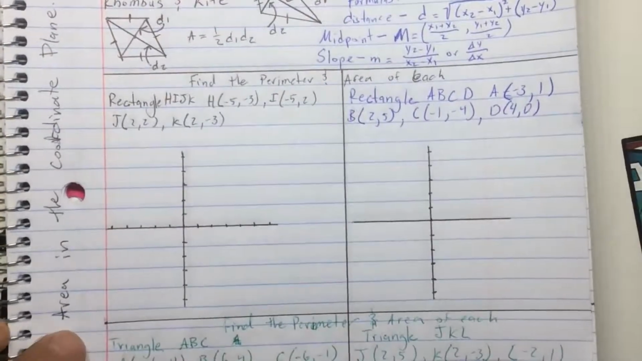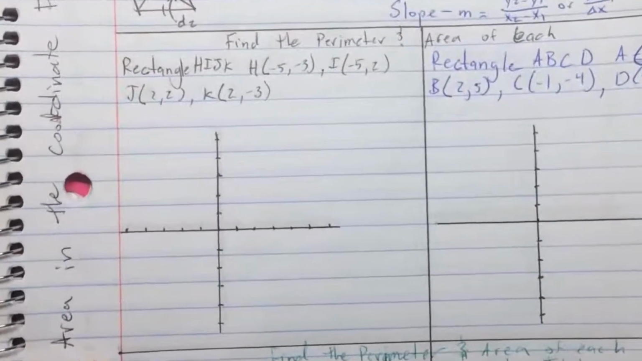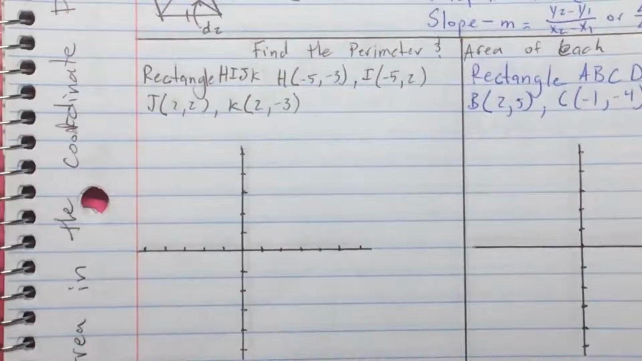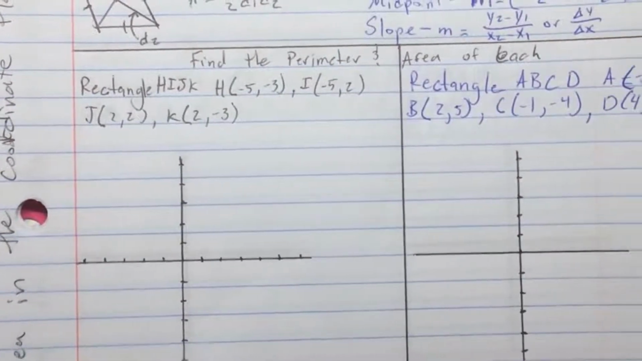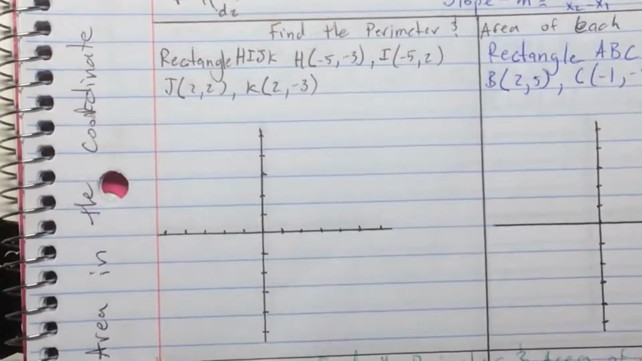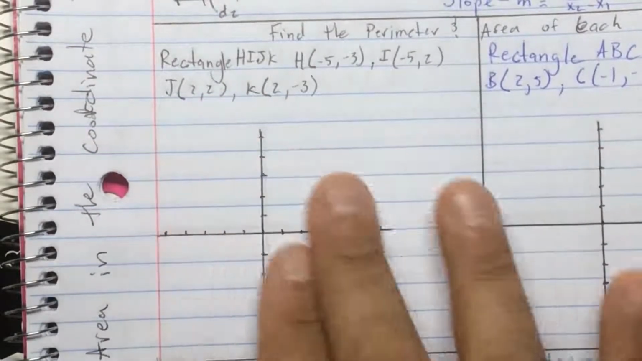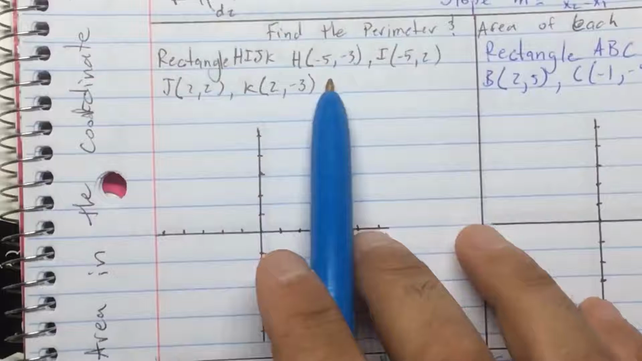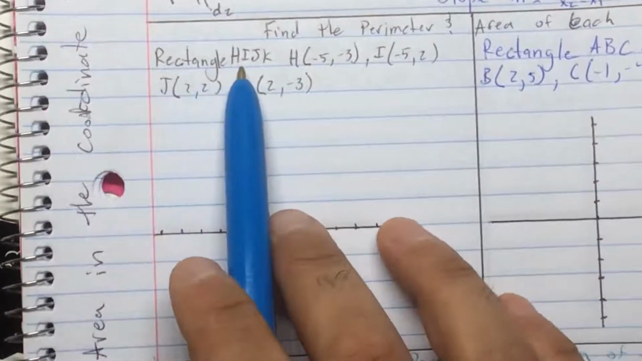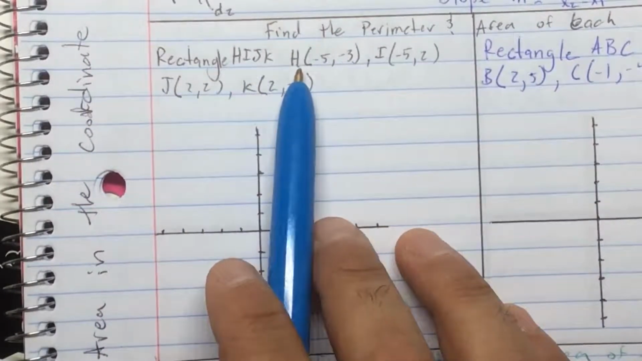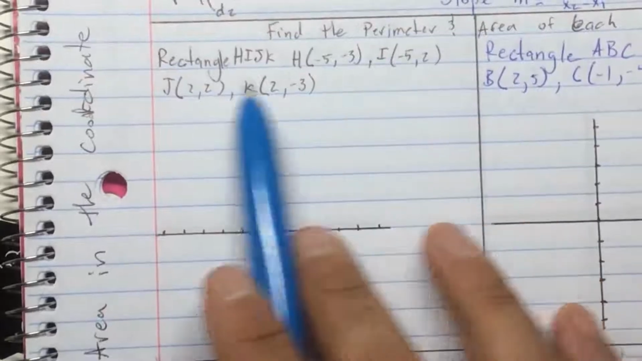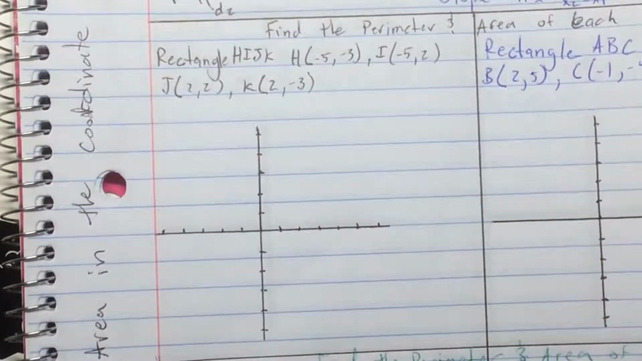All right, so we're going to go to this one here. It says find the perimeter and area of each. First things first, we have to actually draw what it is. We have our coordinate plane here, and we have coordinates that we're going to use. It looks like it's going to be a rectangle for H, I, J, and K, and we have our H, I, J, and K coordinates there.